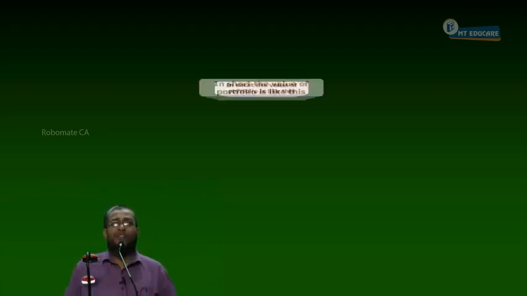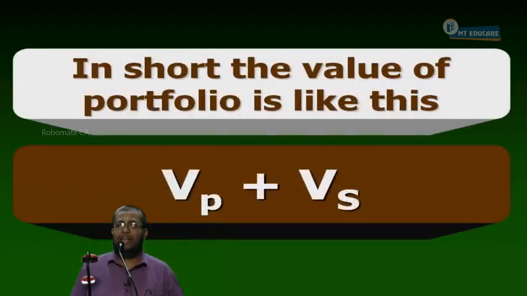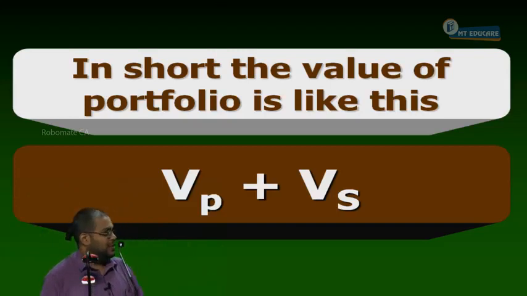Now, in that case, tell me, how many assets am I holding here? Two assets. One is a put option, another is a share. What is the value of a put option? VP. What is the value of the share? VS, that is the spot price of the share. So the second portfolio value today is VP plus VS. My aim is to prove that VC plus PV of X will be the same as VP plus VS. Then put-call parity is satisfied. Yes or no? This is a proof.